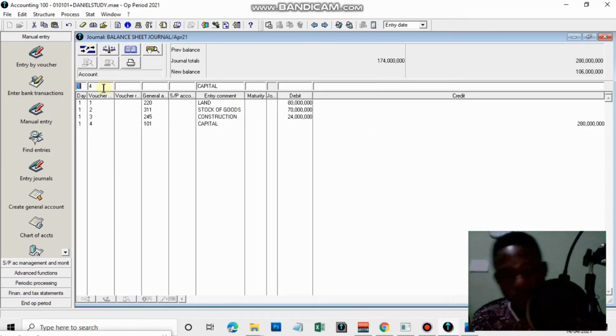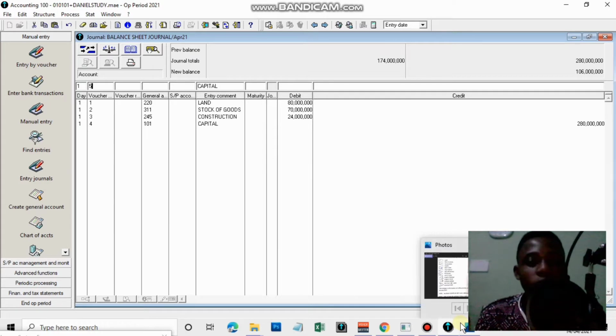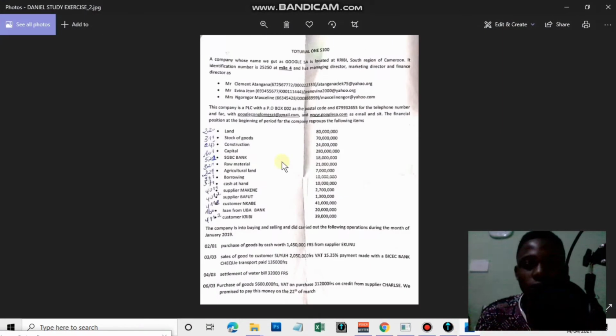Voilà, so we're going to move to number 5. That means the new element number 5, and that's just how we're going to do all the remaining ones. We're going to put all the assets on the debit side and all the liabilities on the credit side. So let's just continue.